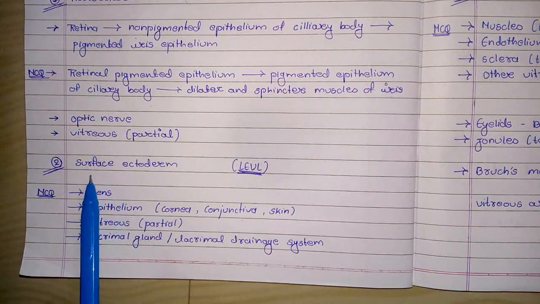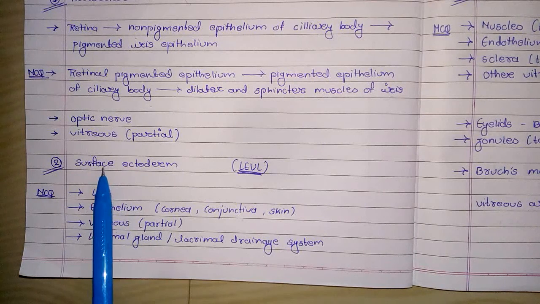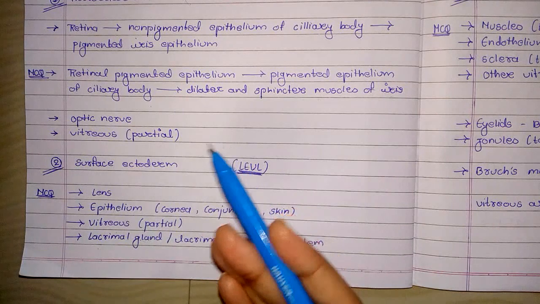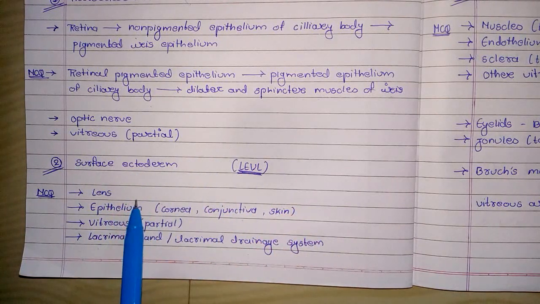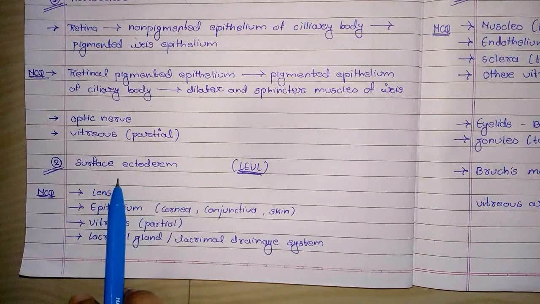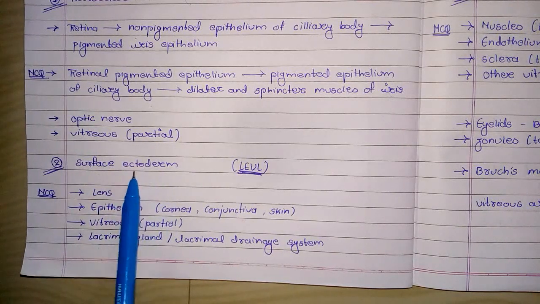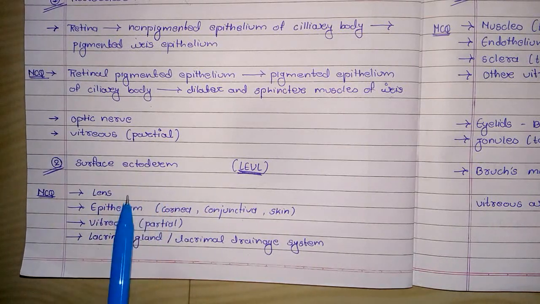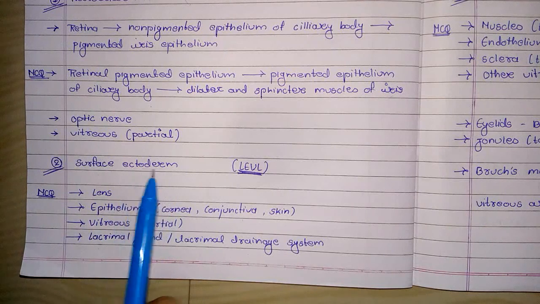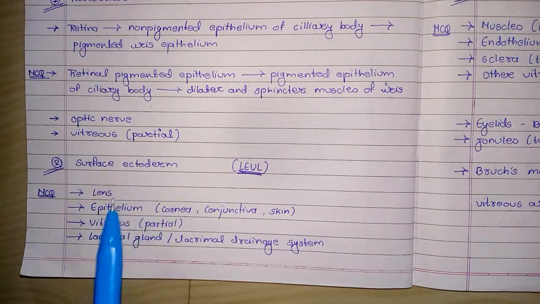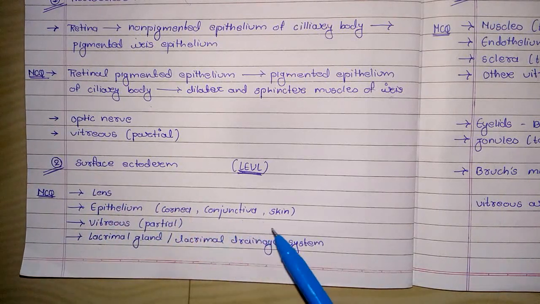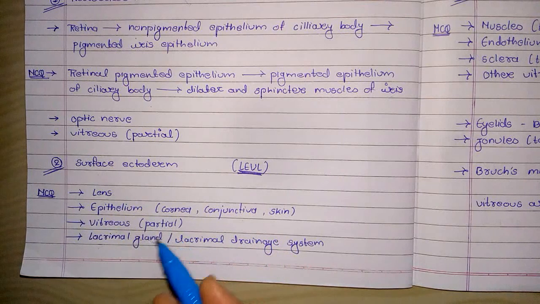As the name suggests, whatever structures of the eye are around the surface, on the outer aspect or the inner aspect, will develop from the surface ectoderm. Ectoderm, as I already told you, generally means the epithelium. So this surface ectoderm is the primordia of the crystalline lens epithelium, the corneal epithelium, conjunctiva, skin, vitreous partially, lacrimal gland and lacrimal drainage system.